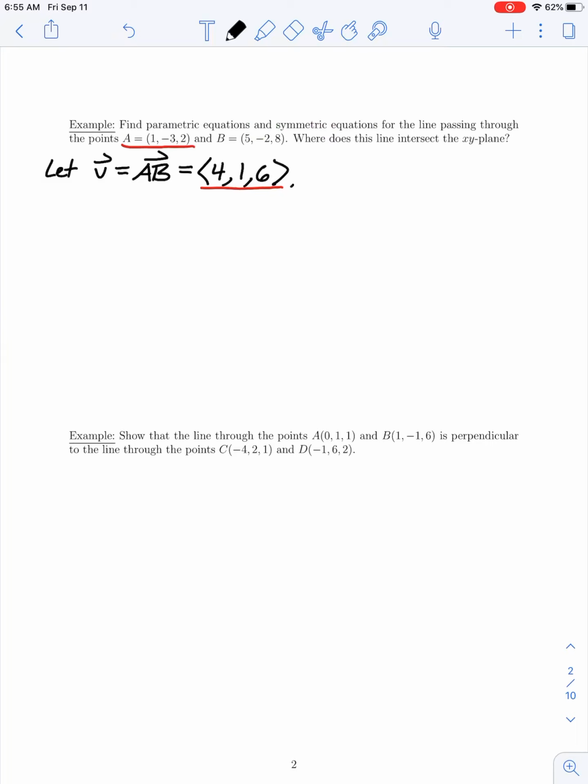So for parametric equations of the line, we would have x is equal to x0, which was 1, plus a, which was 4, times t. Y would be equal to y0, which is -3, plus the second component of our direction vector, which was 1, times t. And then z would be equal to z0, which was 2, plus the third component of our direction vector, which was 6, times t.